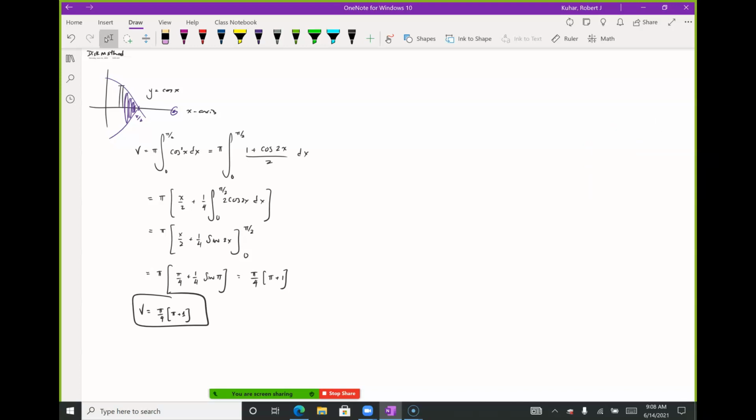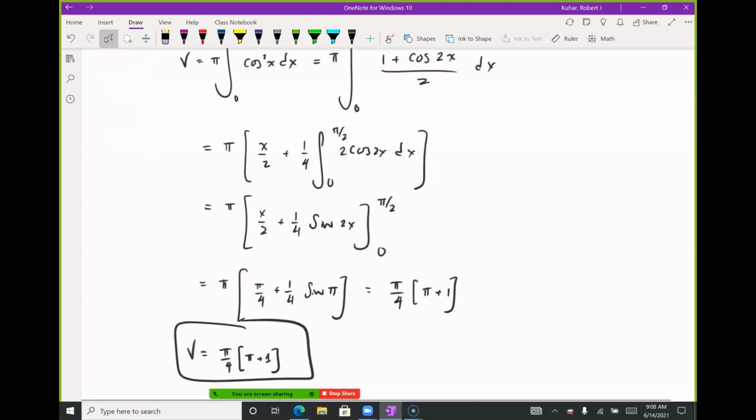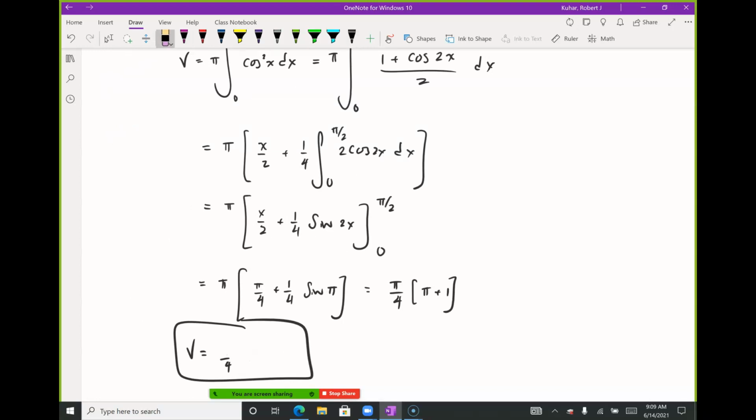Isn't sine of pi 0, not 1? Oh, thank you, Robert. That's better. I knew it was looking wrong. Pi squared, right?